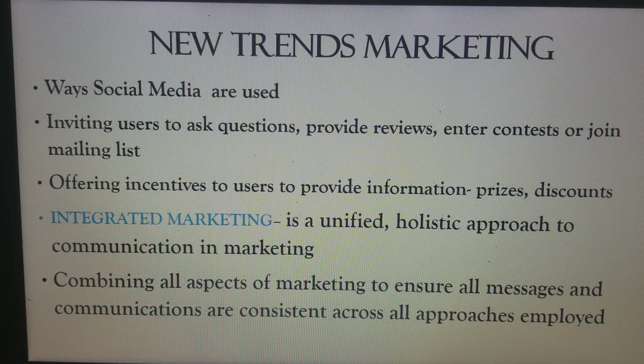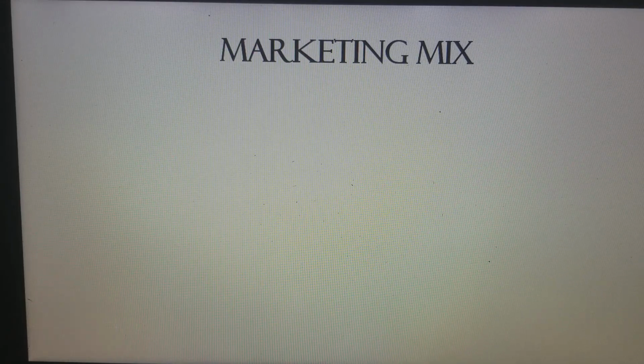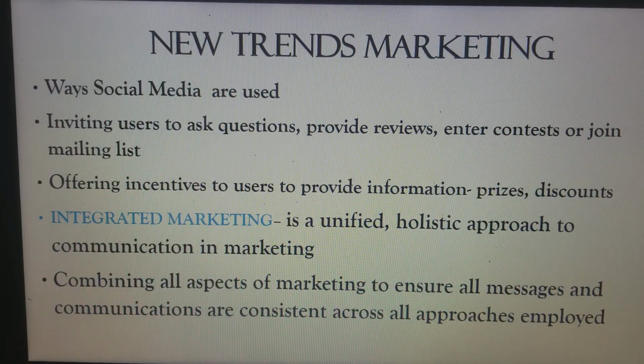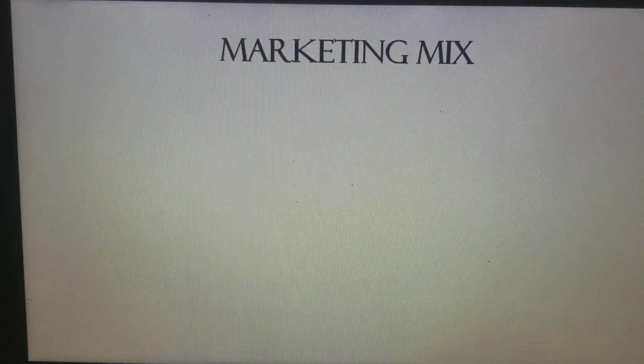So what are we doing? We are combining all aspects of marketing to ensure all messages and communications are consistent across all approaches employed. So really what we're saying is that we're using all of the various platforms and media, both online and offline, and we are disseminating information. Integrated, that's what we refer to as integrated marketing. All right, we can go on now.